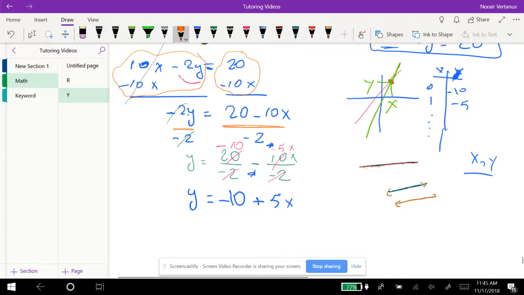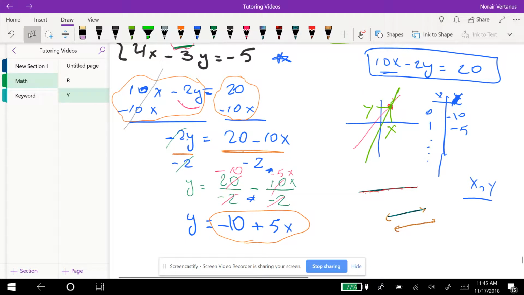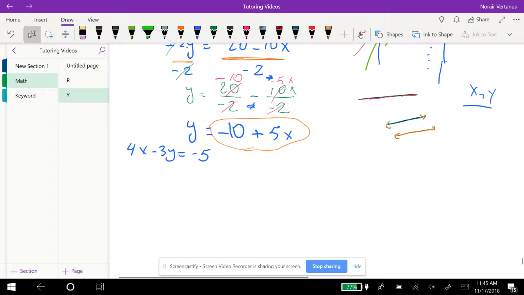Now, what I'm going to do, y is equal to this. I'll pick the other equation. I have to write it down, so follow the procedures exactly. So I'm going to write the second equation down here, which was this one, which is 4x minus 3y equal to -5, right? So that's the second equation. And I'm going to substitute this y instead of y over here.